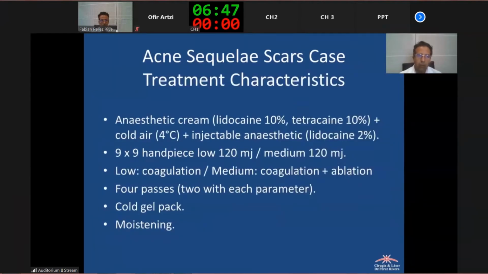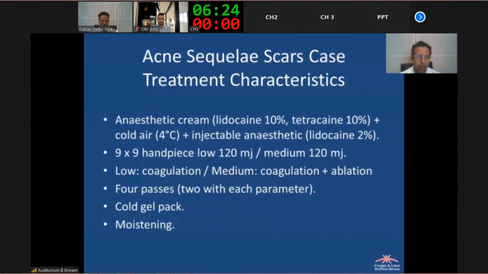When I talk about characteristics, I want to mention that, of course, this is a painful treatment. And that's why we need to add anesthetic cream with lidocaine 10%, tetracaine 10%, cold air at 4 degrees centigrade, and injectable anesthetic with lidocaine 2%.